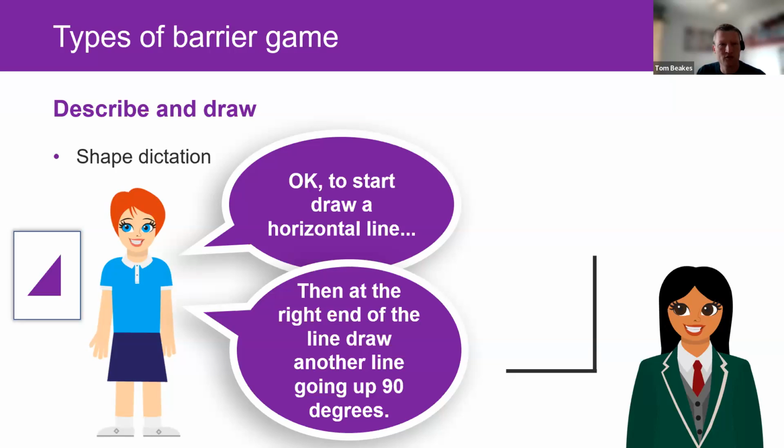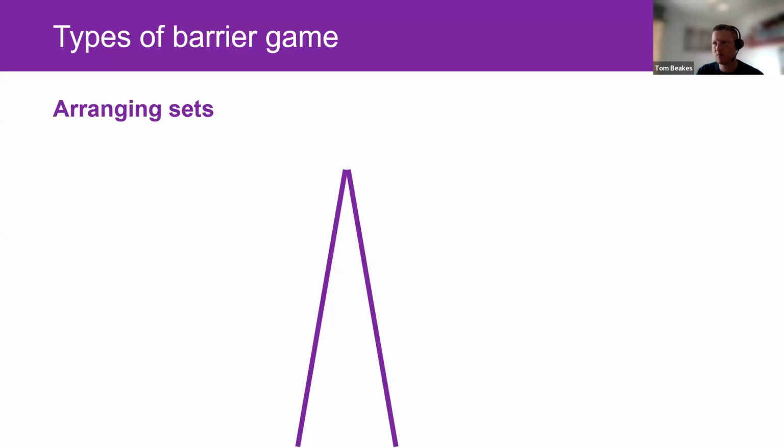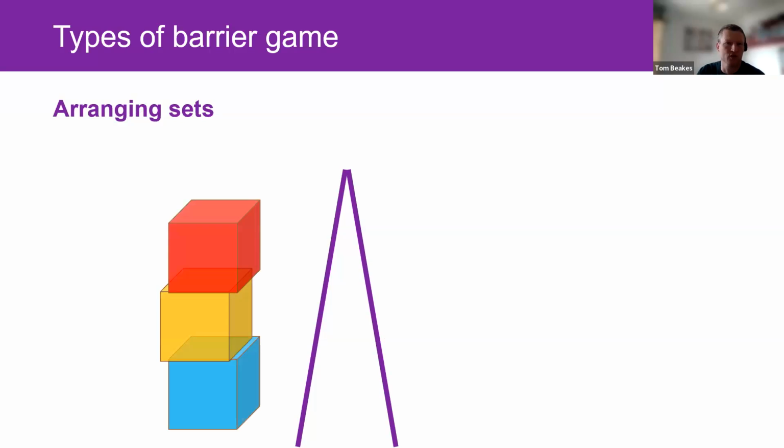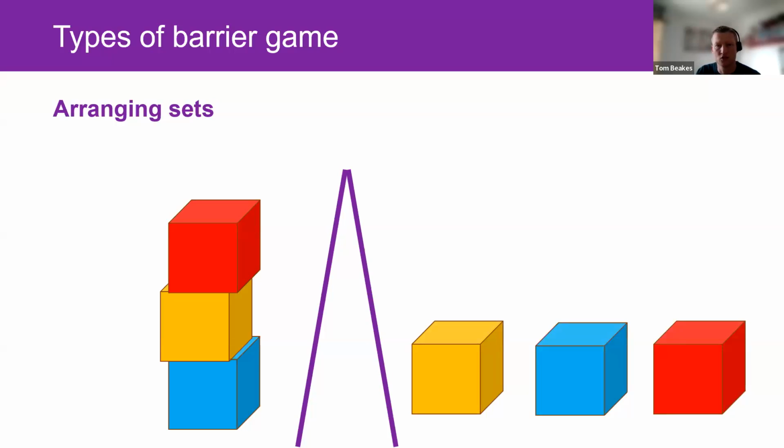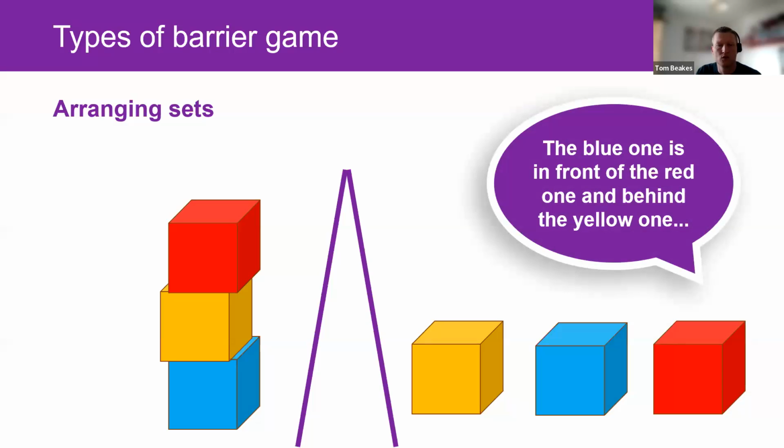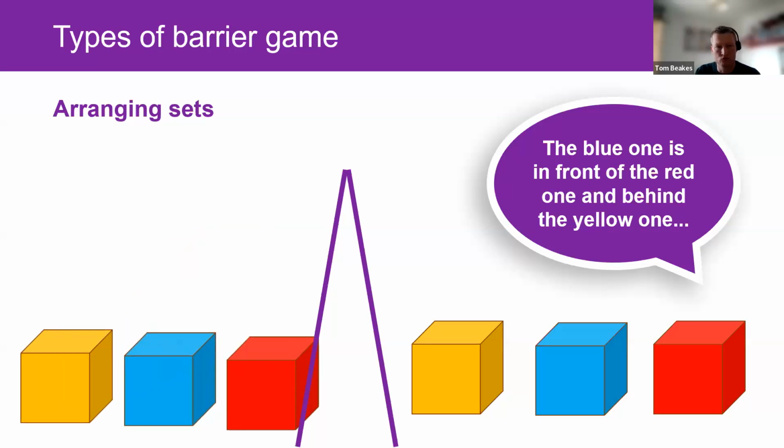Okay, so that's kind of the describe and draw barrier games. Another variation on the barrier game is arranging of sets. So this is where, again, rather than drawing or writing, we're using physical objects. And so children have to arrange physical objects to match their partner. And this could be, for example, using blocks, very simple level, and a child has to produce the same set as their partner by listening to the description. So they might give a description and then their partner has to recreate the same.